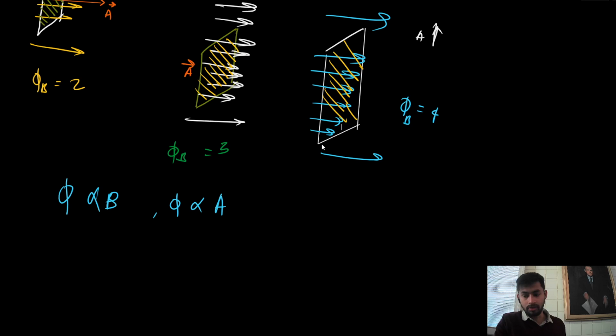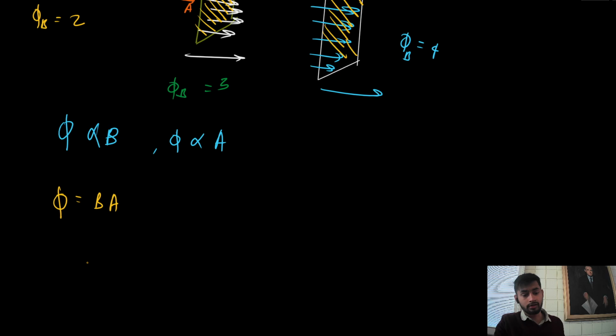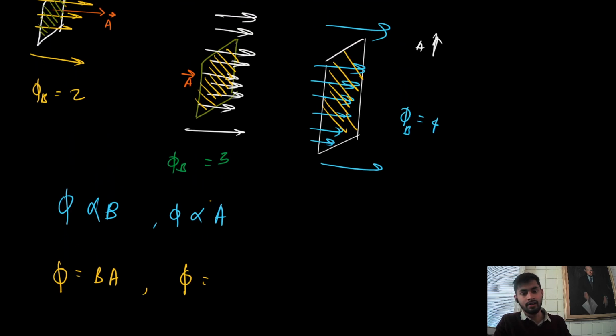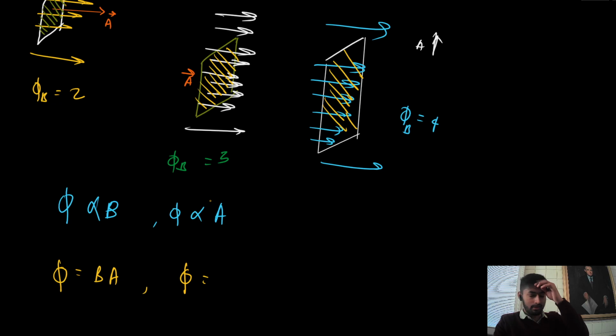So this means the magnetic flux would be BA, right? But this is an extremely simplified equation. If we include the angle, say the surface is inclined at some angle, then the equation becomes B dot A. Now, dot product.